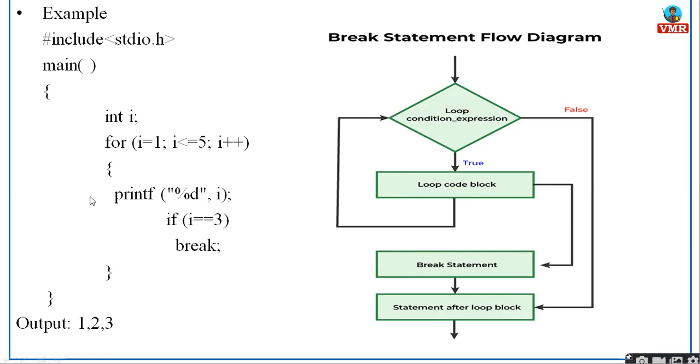After quitting from this for loop, there are no statements, so simply you will be quitting from your main. That is the reason that instead of printing 1 to 5, I will be getting 1 to 3. So when you are trying to completely quit from some particular block, at that time you will use the keyword break.